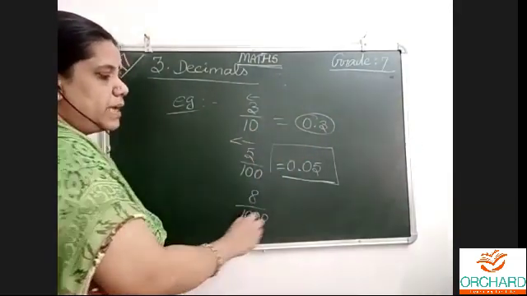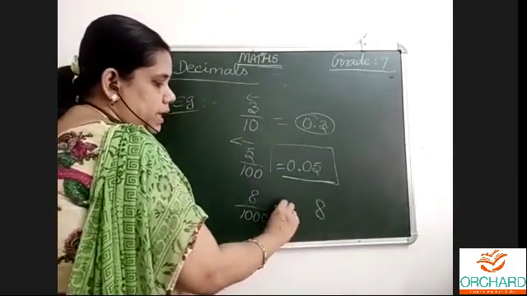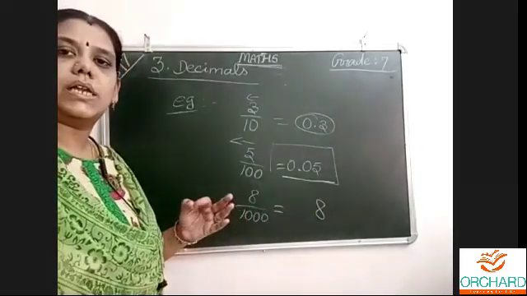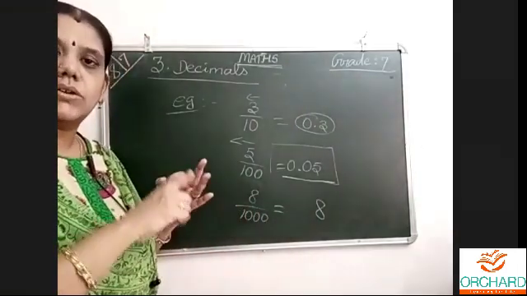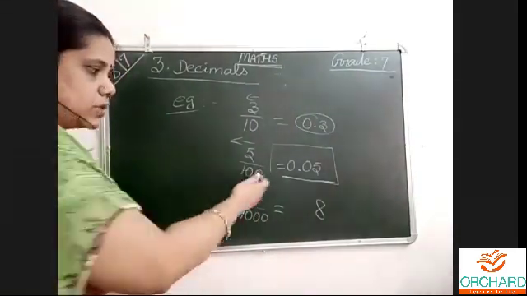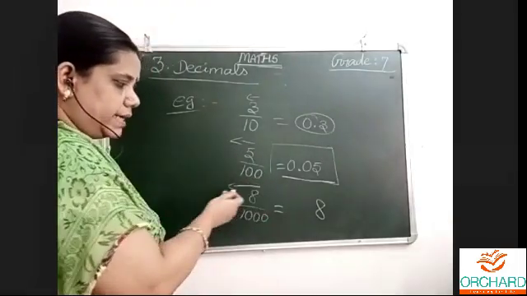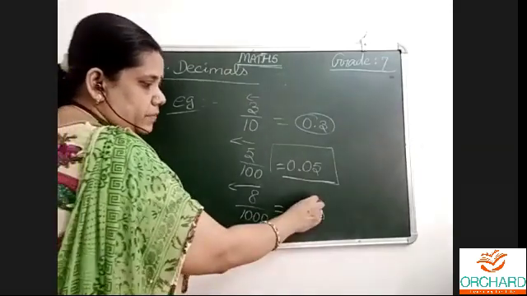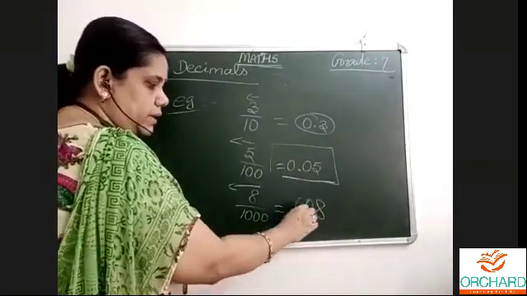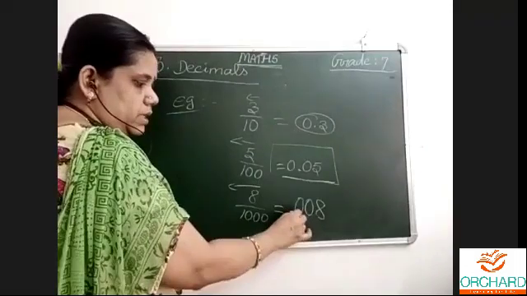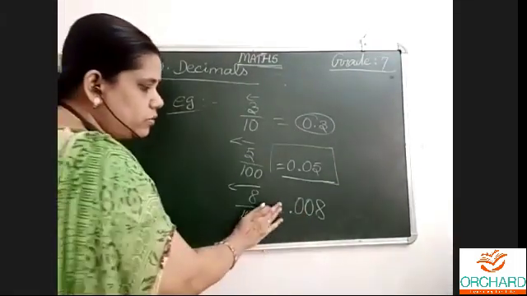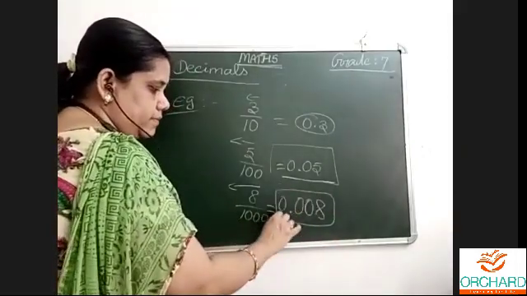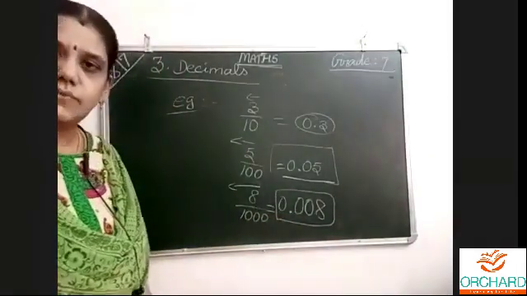Now 8 by 1000. First I will write the 8. One digit I wrote. Now 1000 has 3 zeros, 0, 0, 0. So from the last I need to move 3 places. One is sitting here already, the other two are not there. Point. So now to read it, 0.008.